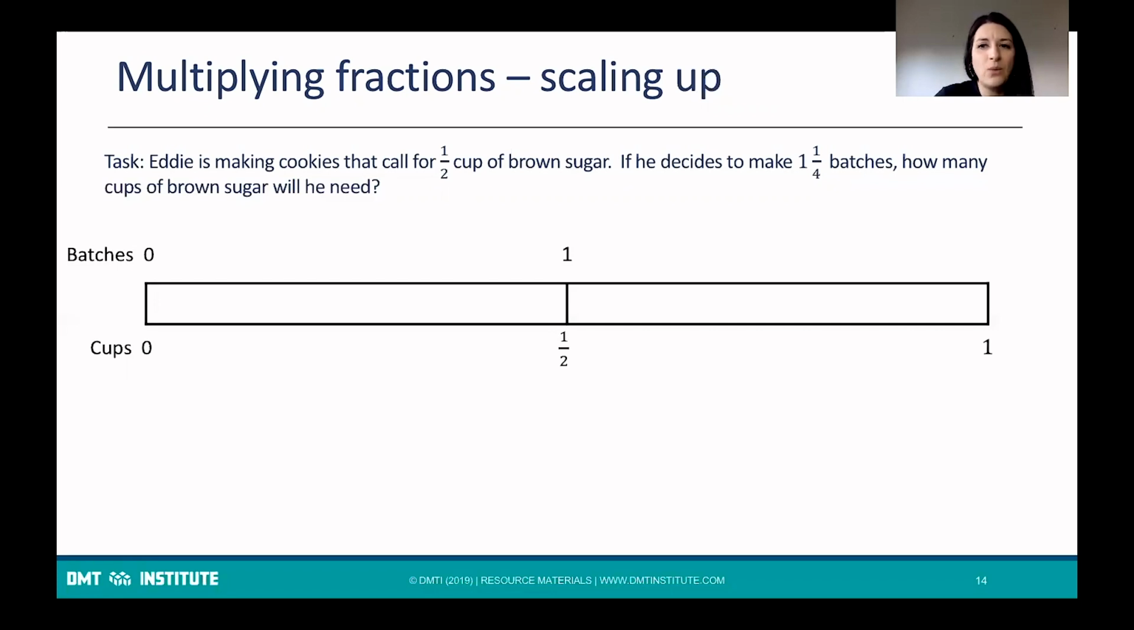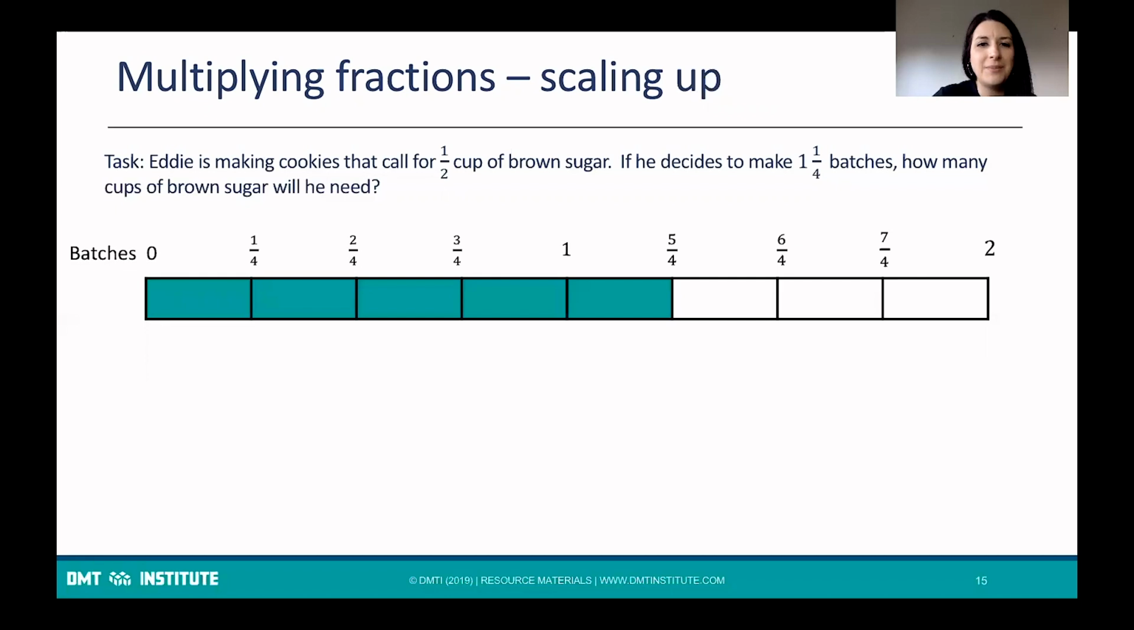All right, so if he's going to make 1 1/4 batches, let's just deal with batches for a minute. I'm going to take that and partition it, and I'm going to show my 5/4. Of course, you could use mixed numbers as well if you wanted to label that as 1 1/4. So I can see my 1 complete batch and 1/4 of another batch. But again, same problem that we had last time. My question is about cups of sugar, which is that other unit we're looking at here.